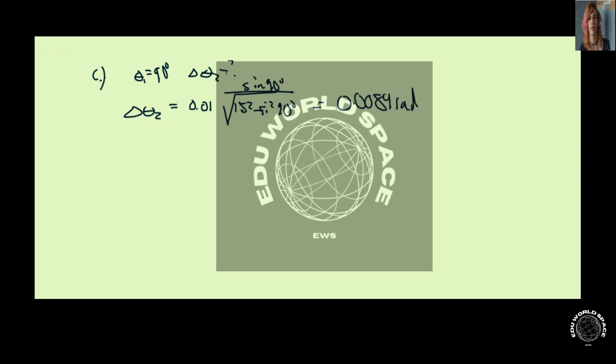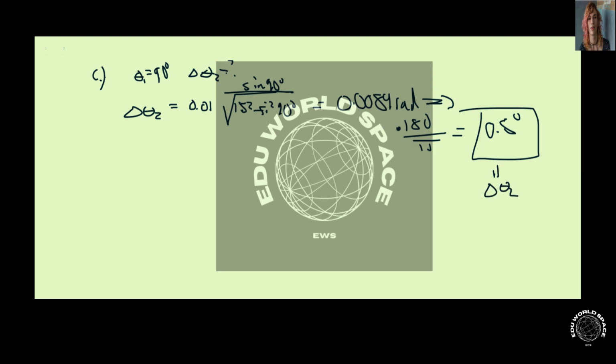0.089 radians. So then the answer wants us in degrees, so we're going to have to convert this back. So we just multiply by 180 over pi, and this should be 0.5 degrees. And this is our delta theta 2. Awesome.